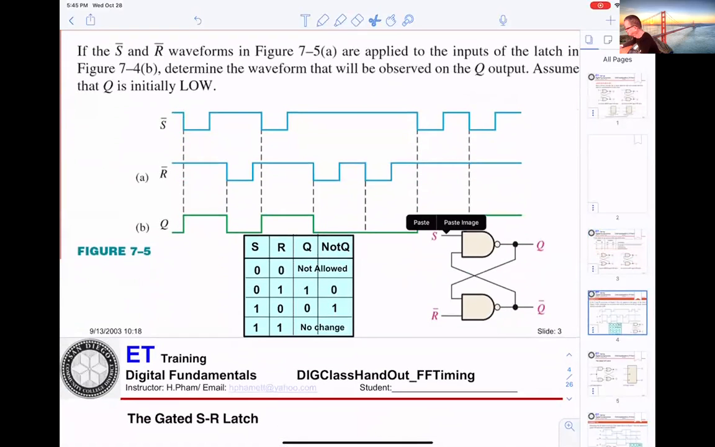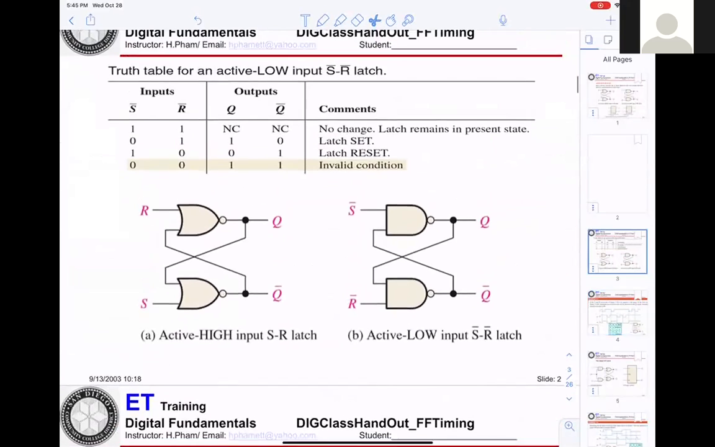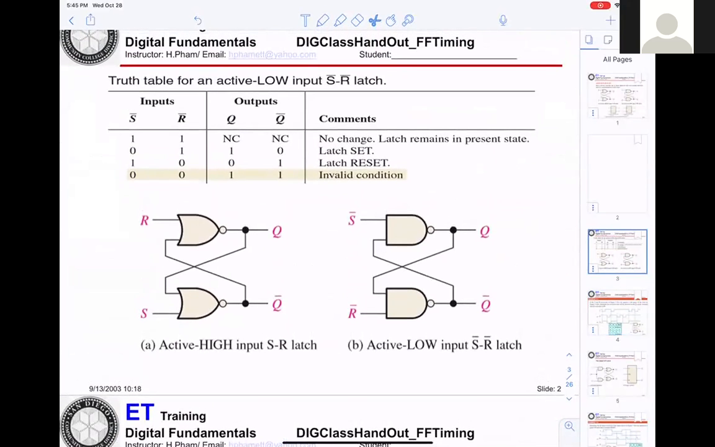Now, Mr. Pham, what does the NC stand for? Go back to the diagram, the one you were showing. You have the number 1, 1, and then there's NC, NC. What does that mean? No change. Oh, okay. All right, thank you. Now, what does no change mean? How much do you understand? How about no change?